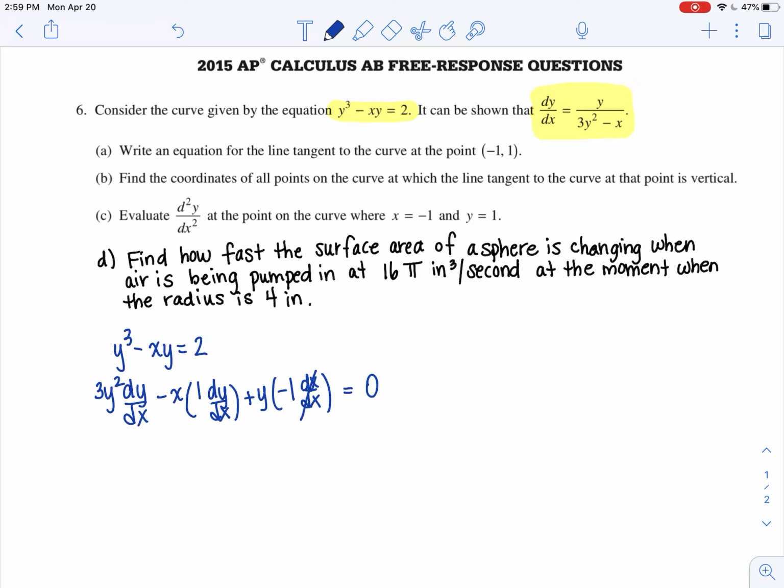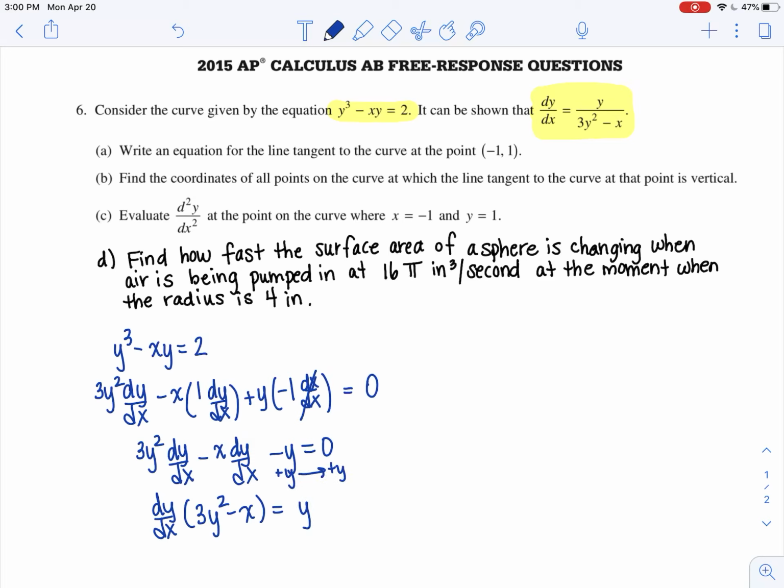You can cross out the dx dx if you'd like, and I'm going to clean this up a little. So this is 3y squared dy dx minus x dy dx minus y equals 0. At this point, you would get everything without dy dx to one side, everything with dy dx to the other side. So I'm going to factor out dy dx on the left, and that will leave me with 3y squared minus x. When I bring this y over to the right-hand side, this gives me y on the right, and therefore I end up with dy dx equals y divided by 3y squared minus x. So you can see that's exactly what they gave you.